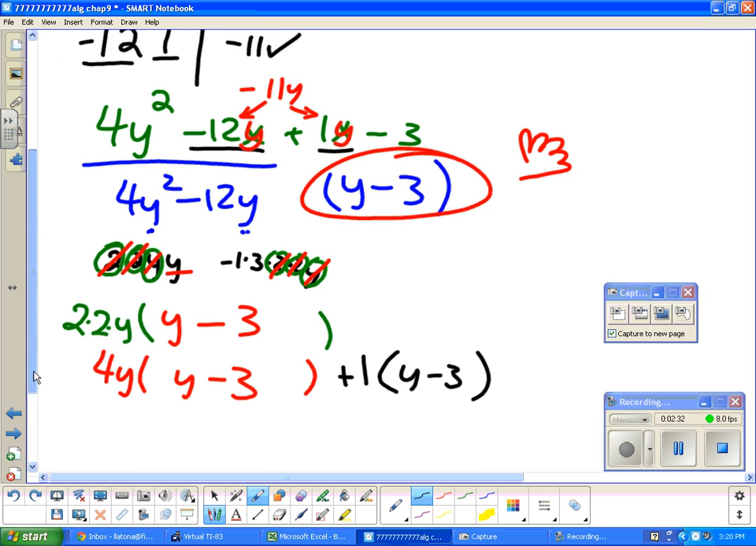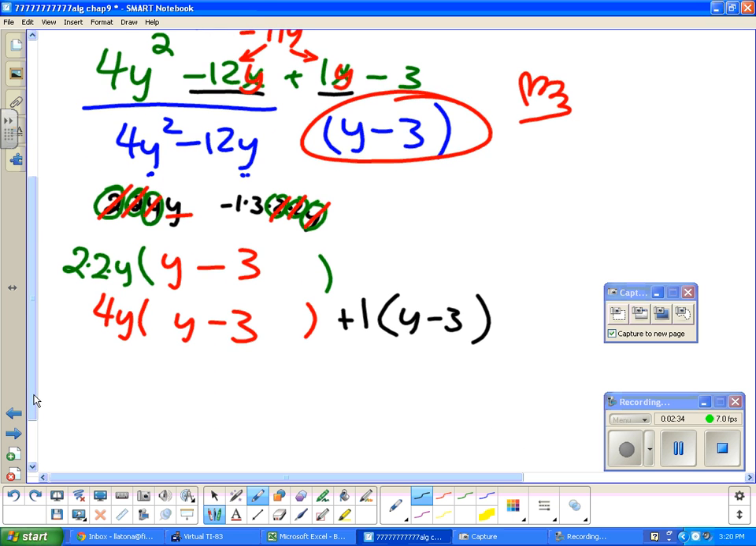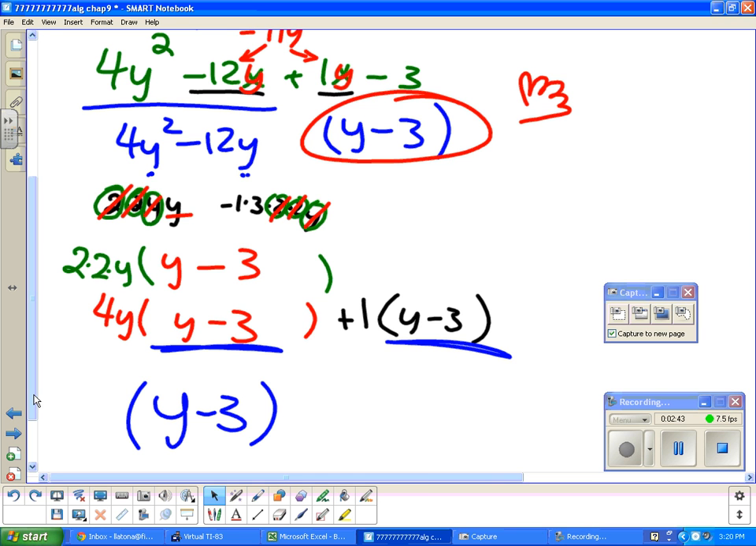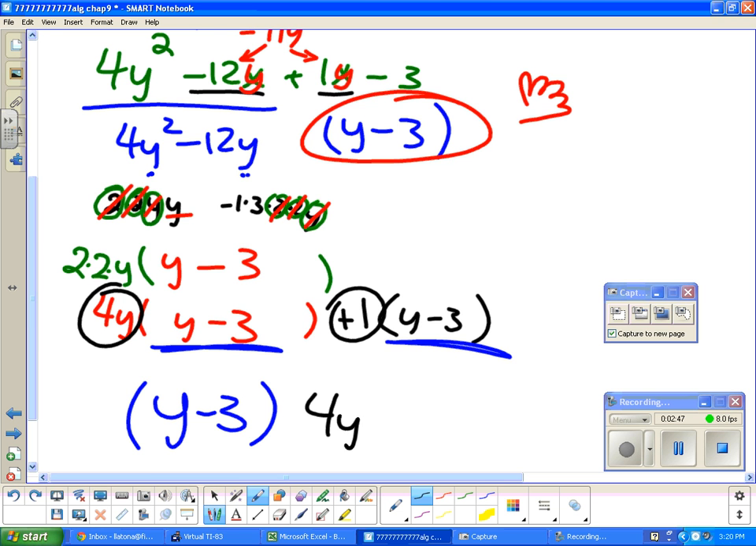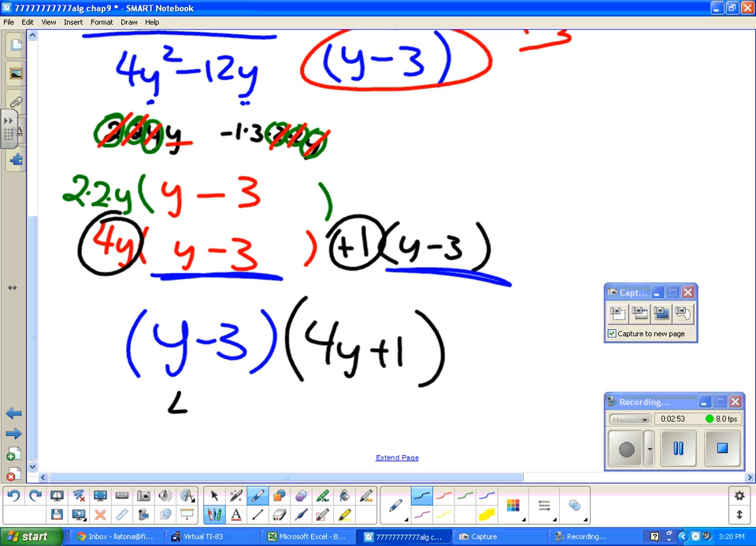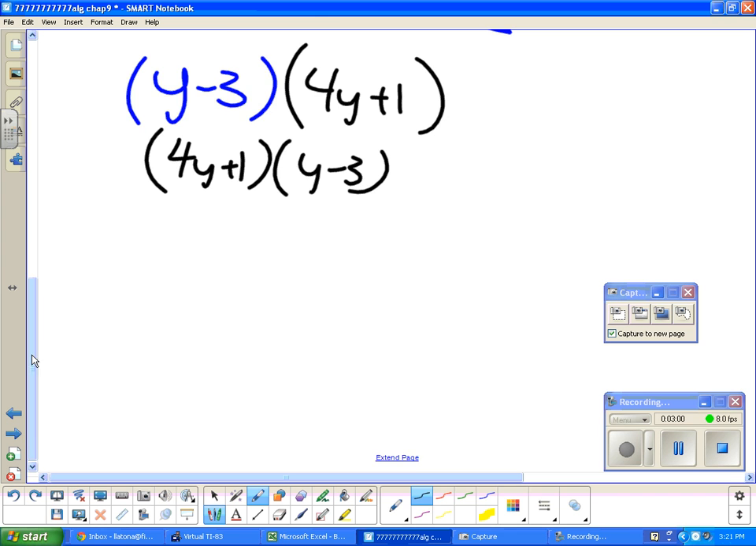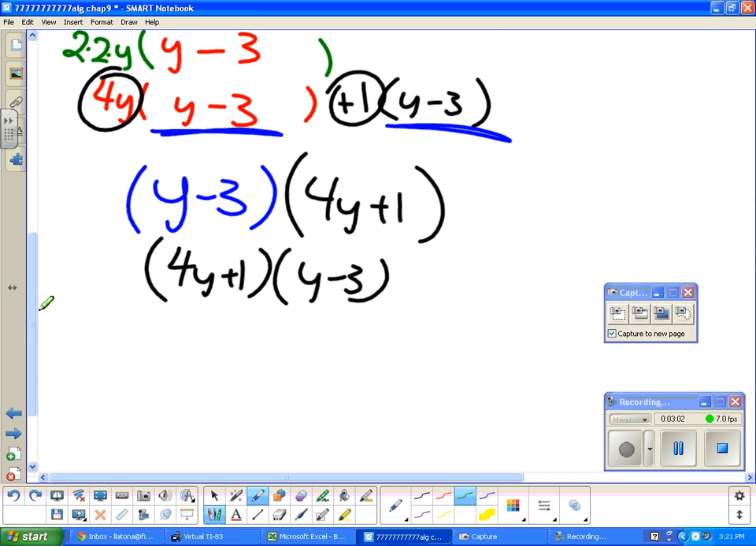So now, again, interpret your answer. Well, this matches and this matches, so that's one of our answers. And this and this are left over, and that will comprise our other answer. And that is the original trinomial factored. You could write it this way. That's legal.